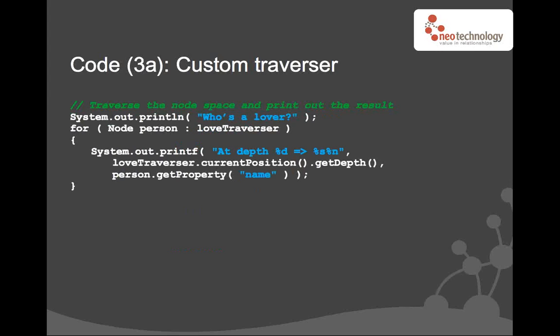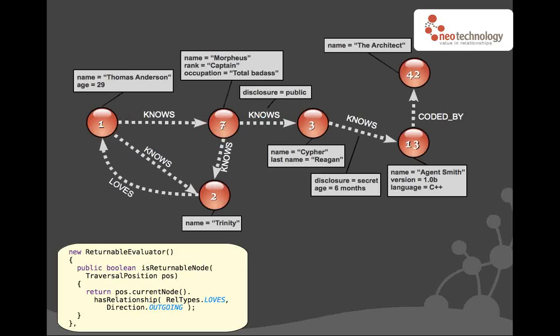Pretty straightforward, and basically the same code for printing out the result set, just some new text. So again, we're going to start at the first node, number 1. We're going to traverse along the knows relationship types. So when we get to number 7, we're going to invoke, again, the returnable evaluator.